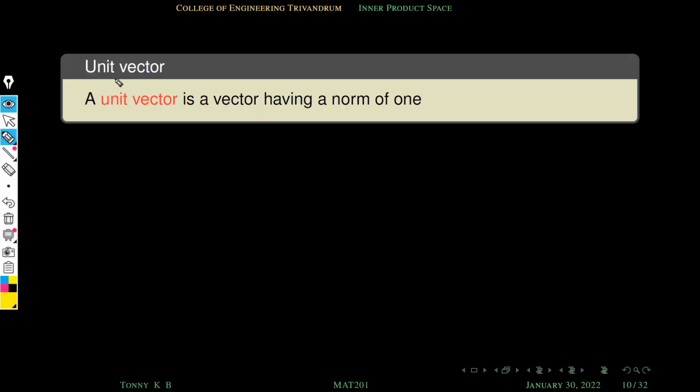Okay, first we consider unit vector. A unit vector is a vector having a norm of 1. For example, we consider x is equal to the vector (1/2, 1/√2, -1/2) belongs to R³. Then how to find the norm of x? Norm x is defined by the inner product of x with x. Here I am going to consider the Euclidean inner product. If nothing is specified, then we always consider the standard inner product on Rⁿ. That's our Euclidean inner product.